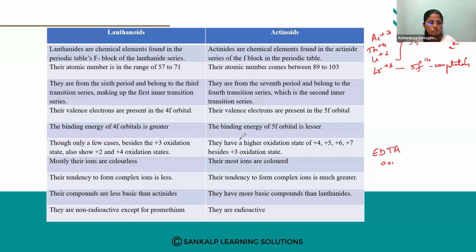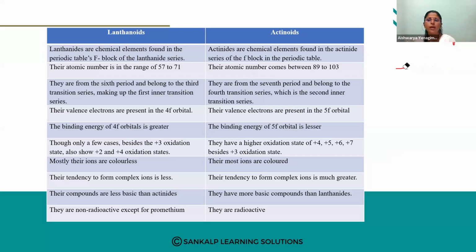Coming to chemical reactivity, they are highly reactive, especially in finely divided state. With boiling water, they give a mixture of oxide and hydride. They combine with most non-metals at moderate temperatures and are readily attacked by HCl. They are not affected by alkalis. So these are some of the chemical properties of lanthanides and actinides.